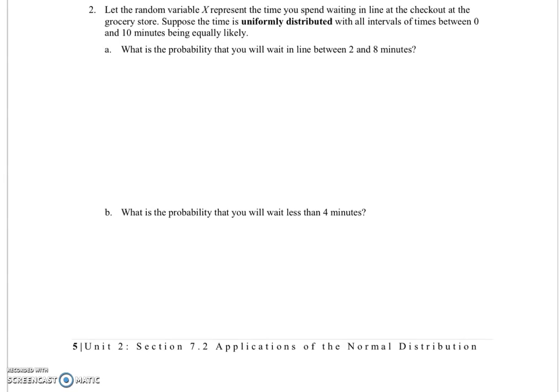Okay, example number 2. Let the random variable x represent the time you spend waiting in line at the checkout at the grocery store. Suppose the time is uniformly distributed, with all intervals of times between 0 and 10 minutes being equally likely. So this is uniformly distributed. So what's the probability we'll wait in line? And I should have told you I wanted to change these numbers, and I didn't. So we'll just go with the numbers we have here.